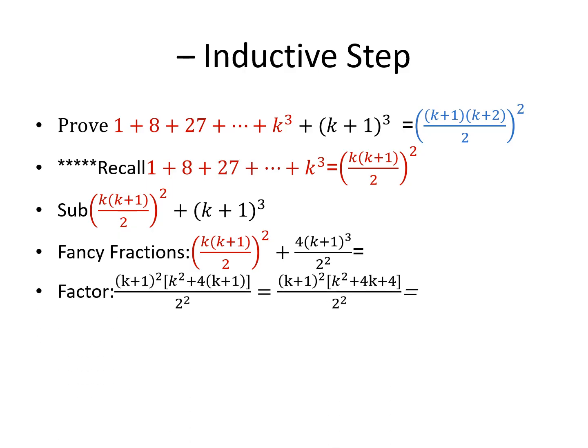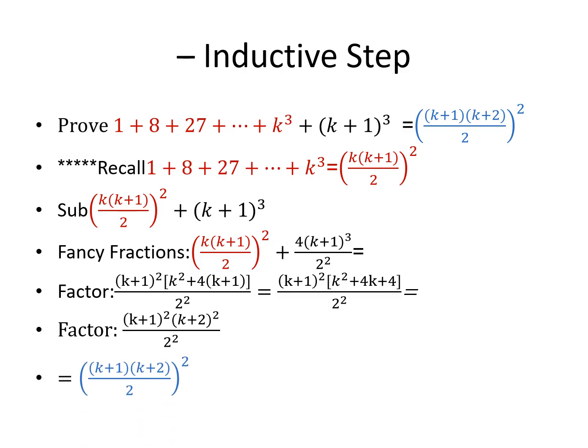And then when I do that, what's left over in the other set of brackets is k squared plus 4 times the quantity k plus 1, which is the same thing as k squared plus 4k plus 4. Now, I know that factors nicely as k plus 2 quantity squared. So now I have k plus 1 quantity squared, k plus 2 quantity squared over 2 squared. And since everything is squared, I could just rewrite it nicely as k plus 1 times k plus 2 over 2, all of that squared. And that is exactly what we're trying to prove in the first place.